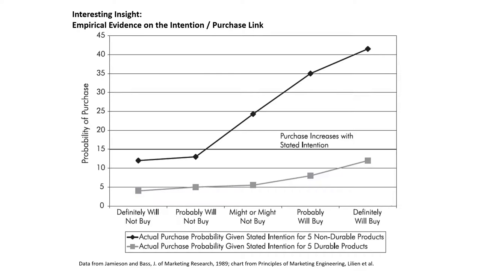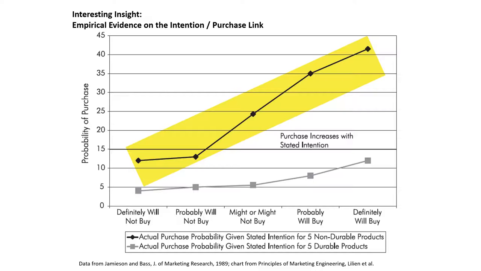With that said, there is still a weak to moderate positive correlation between intention and actual behavior. A research study way back in 1989 did a wonderful job of demonstrating just how weak this connection between intention and behavior really is. This study from Jamieson and Bass grabbed several hundred studies in marketing research where two things were done. First, people's purchase intentions were measured, and whether or not they actually did purchase the same product was also measured. Therefore, these authors had a great understanding of how often someone's intentions mapped up to their actual purchase behaviors. Let's take a look at the dark line here at the top part of the chart. What we see on the x-axis is the stated purchase intentions that individuals had for these types of products.